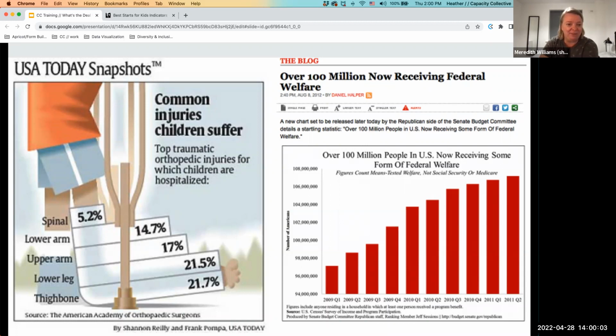The figure includes anyone residing in a household in which at least one person receives a program benefit. Interesting, yes, good observation, right? So that's a good question. How are they measuring that? How are they figuring that out, right? And then Bethany gave a hint: who is it produced by?